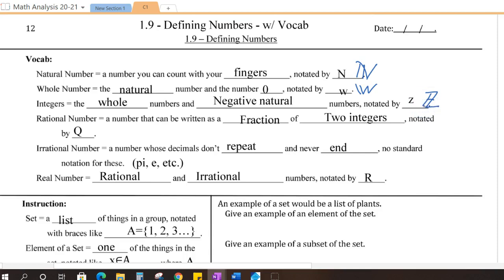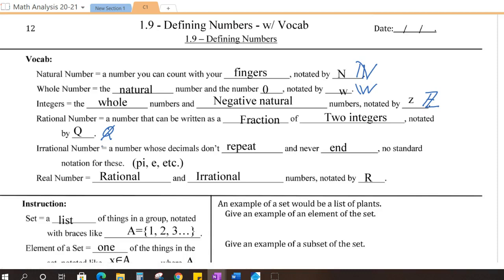The rational numbers. A rational number is a number that can be written as a fraction of two integers. So you're going to take an integer, which is the whole number or the negative numbers, and write a fraction with them. The answer to that is a rational number. It's not notated simply by Q, but we draw a Q and a line through it. If you were writing this on a computer, it would actually have like a shadow to it.